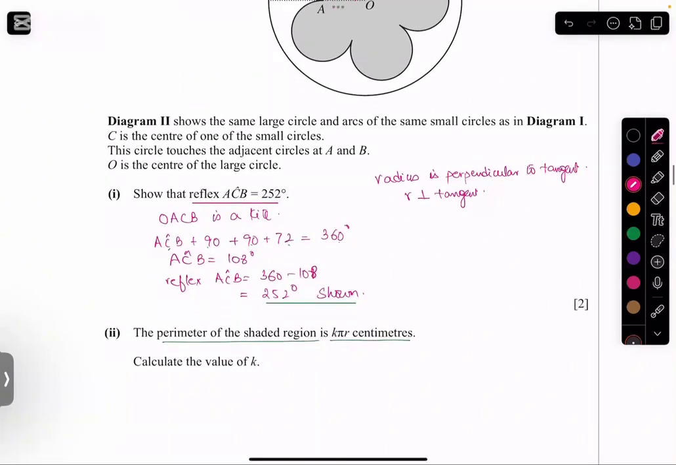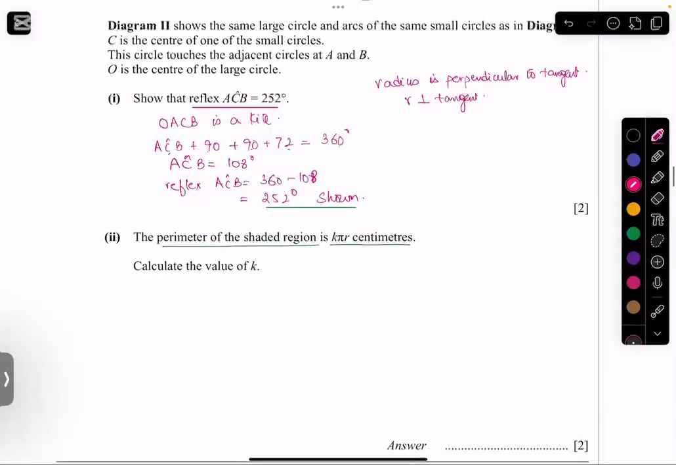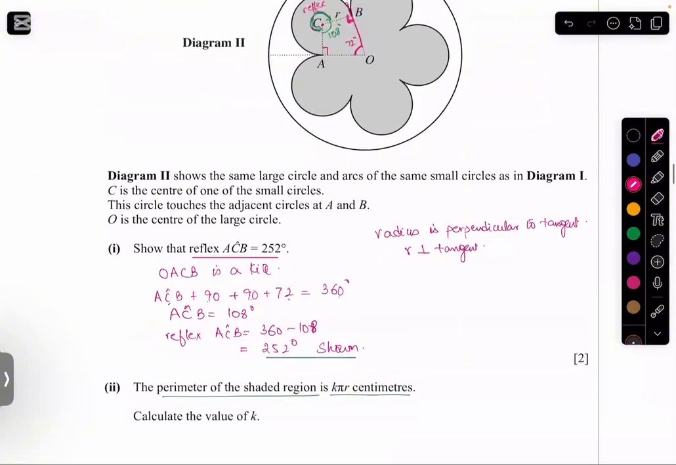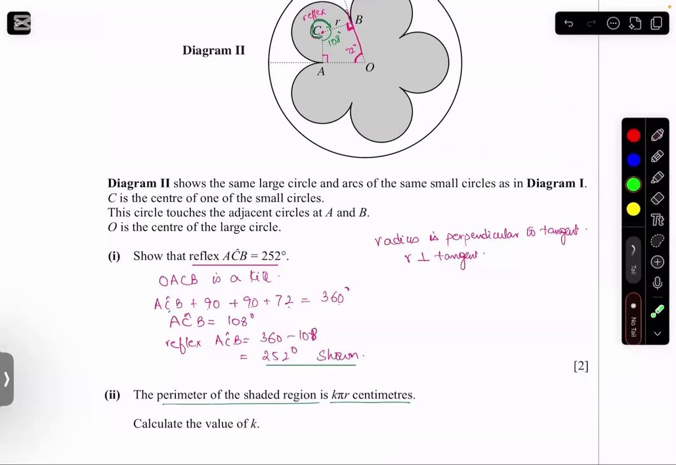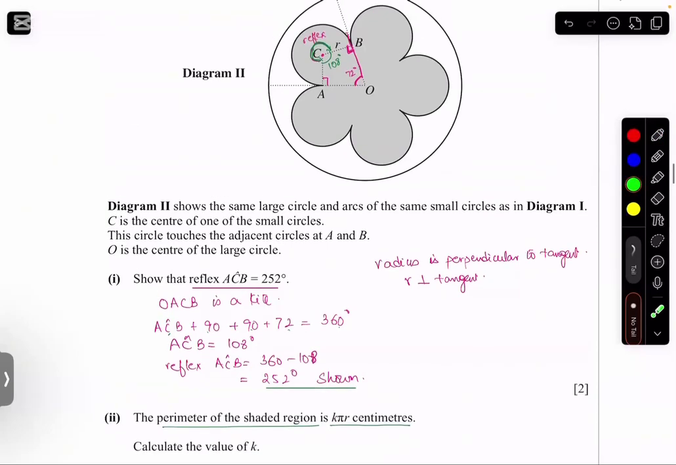Then they are saying find the perimeter of the shaded region, part 2. The perimeter of the shaded region is k pi r centimeters. So where are we getting the perimeter of the shaded region from? We get it from here. 1, 2, 3, 4, 5. How many arcs are here? I can see that there are 5 arcs.